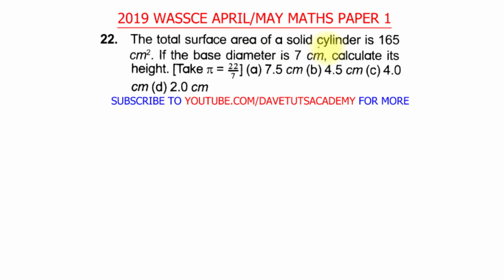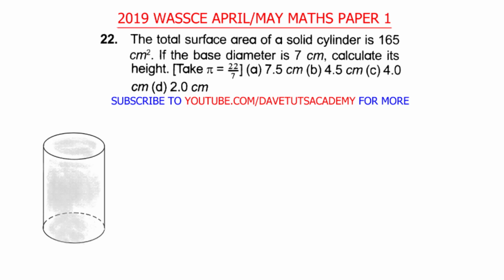The total surface area of a solid cylinder is 165 centimeters square. If the base diameter is 7 centimeters, we are to calculate its height. We need to note the parameters that we are given. First, let's identify a solid cylinder. This is a solid cylinder, okay? And we are told that the total surface area of this solid cylinder is 165 centimeters square, meaning that the surface area of the circle at the top, the circle at the base and the hollow pipe, the total surface area for those shapes is 165 centimeters square.